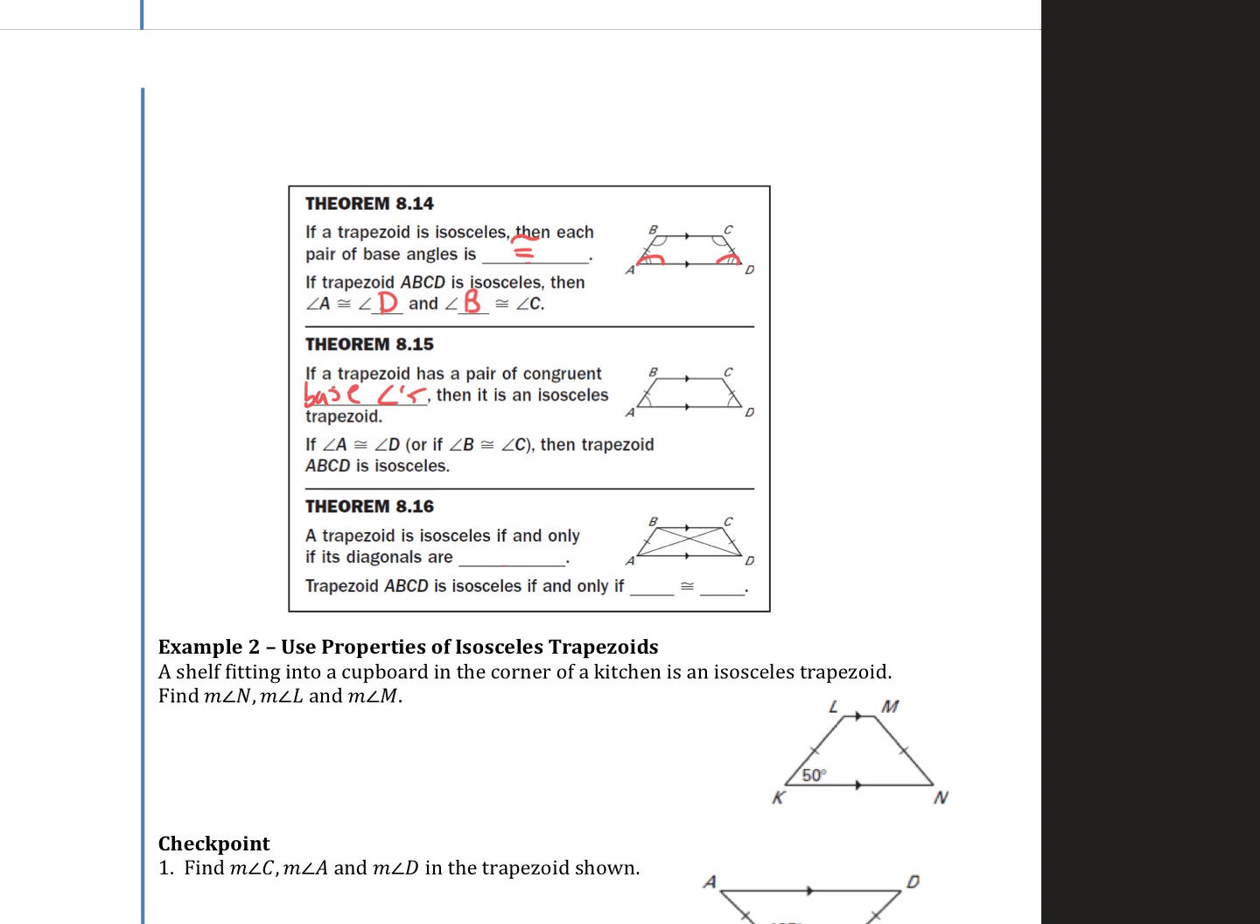And a trapezoid is isosceles if and only if its diagonals are congruent. Which other shape had congruent diagonals? It was a rectangle. Yeah, good job if you said that. So if and only if AC is congruent to BD. Nice. All right, so let's go ahead and do an example here.